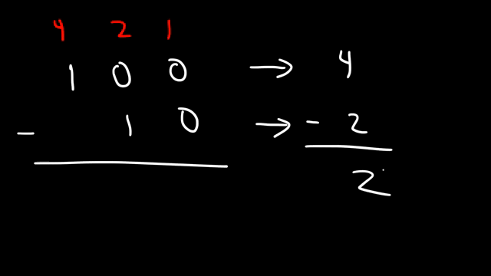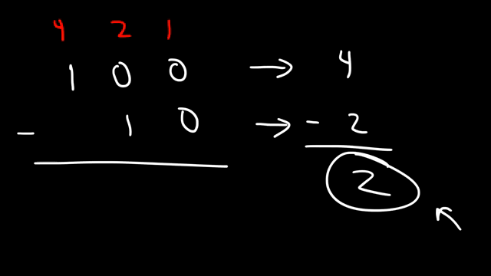Now, what if we have this situation? Let's say it's 1, 0, 0 minus 1, 0. Now, this column is for the 1s, 2s, and 4s. So 1, 0, 0 is basically 4, and 1, 0 is 2. 4 minus 2 is 2. So this is the answer we should get.